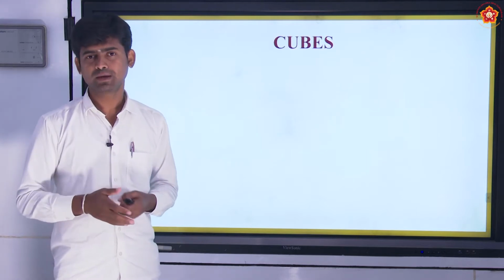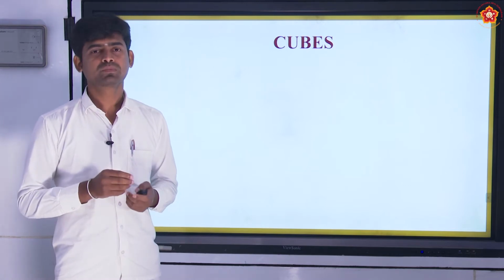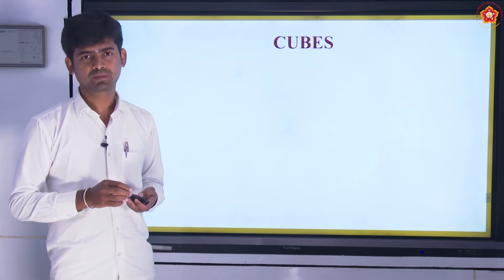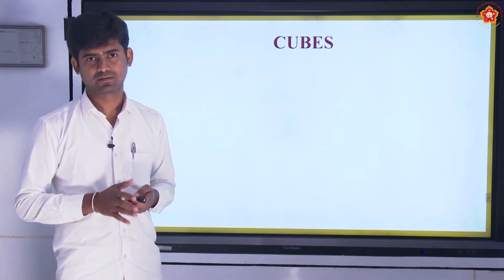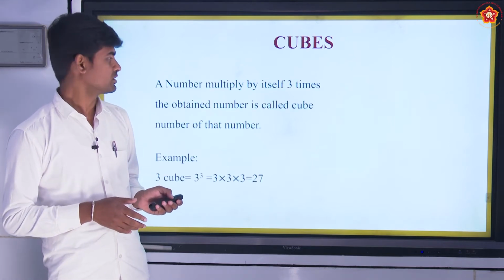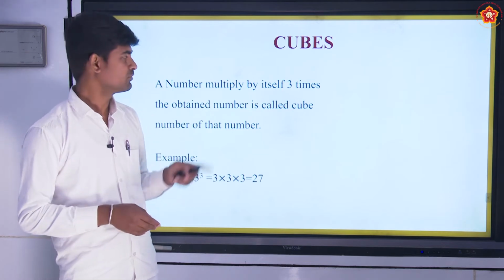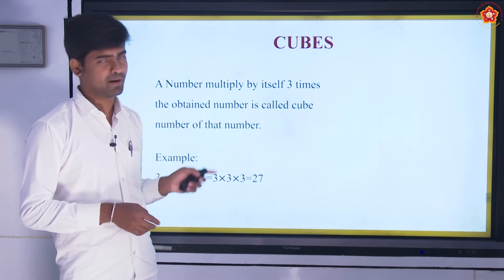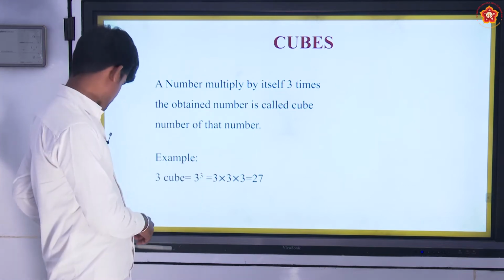So, what do you mean by cube? In geometry, a cube is a three-dimensional closed figure. It has 6 faces, all squares. In algebra, a number multiplied by itself 3 times, the obtained number is called the cube of that number. Example, 3 cube.